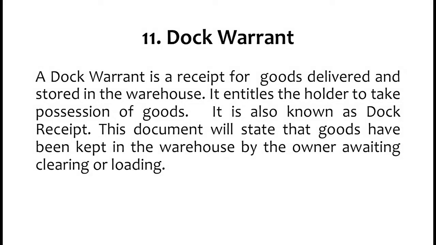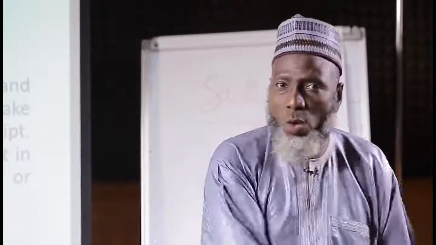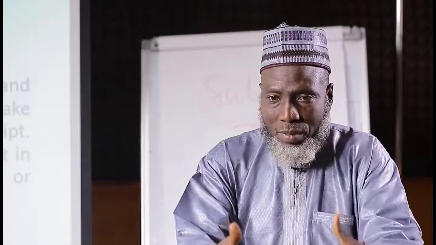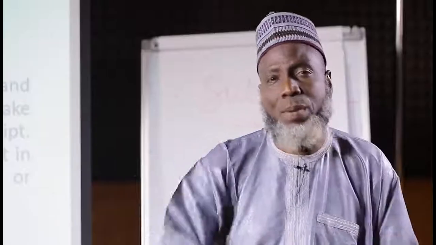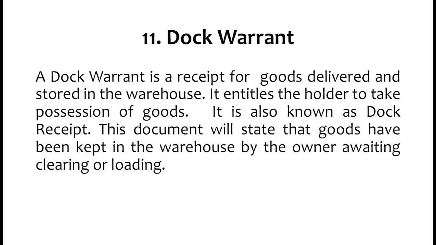Number 11, dock warrant. It is a receipt for goods delivered and stored in a warehouse. This has to do with a warehouse, where goods are delivered and they are to be stored. Once the goods are delivered, a receipt is given to show that the goods are being received, and it's known as dock warrant. It entitles the holder to take possession of goods. It is also known as dock receipt.